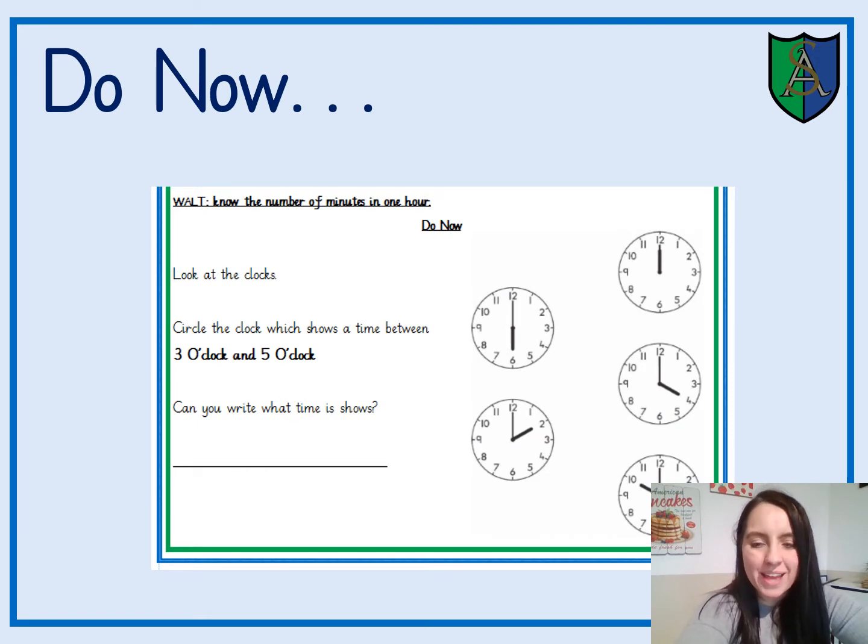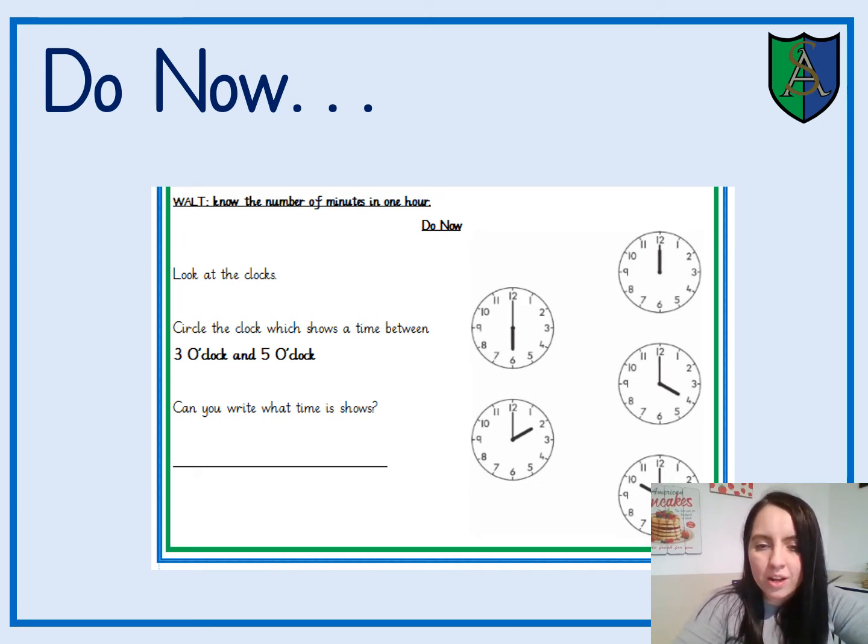Okay, it's now time for our do now. If you've got the worksheet in front of you, it might be a good idea for us to complete this now together. If you've got a piece of paper and something to write with, then you can complete it along with us too. The first thing that we need to do in our do now is look at the clocks, which it tells us quite clearly to do at the top there. So I'm going to look at the top clocks now.